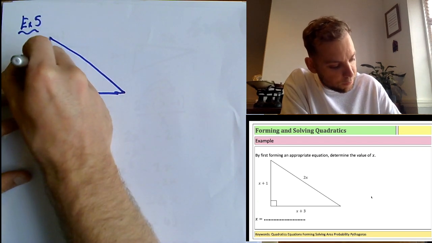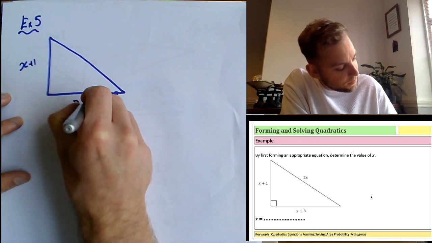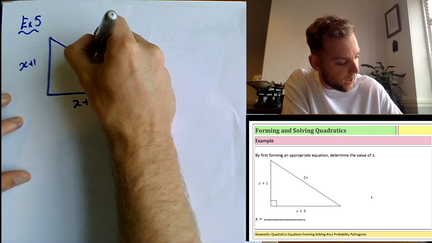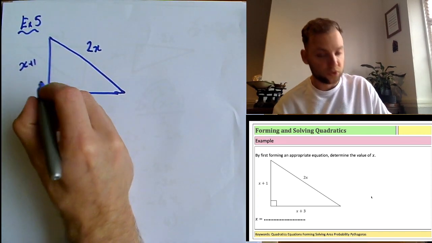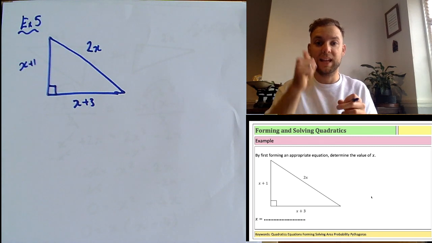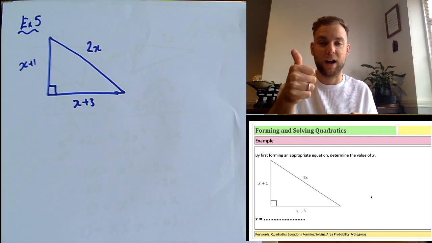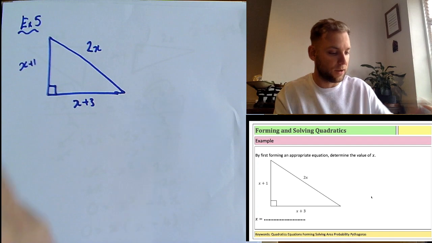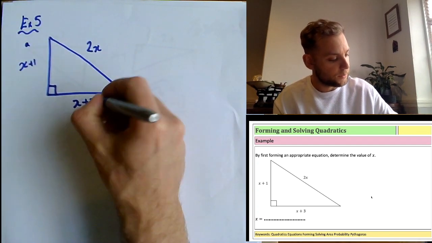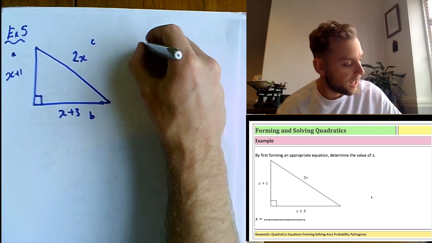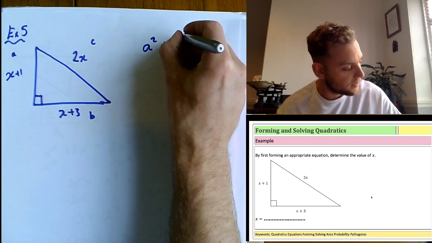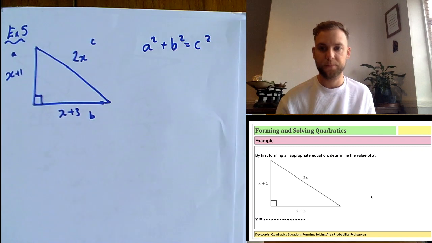I've got x plus 1 and x plus 3 and 2x like so. Okay, so I know this is a right angle triangle, so I know it follows the equation a squared plus b squared is equal to c squared, where this one is a, this one is b, and this one is c. So Pythagoras tells me that a squared plus b squared is equal to c squared.